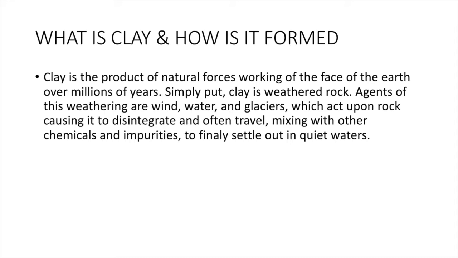So, what is clay and how is it formed? Clay is the product of natural forces working on the face of the earth over millions of years. Simply put, clay is weathered rock. Agents of this weathering are wind, water, and glaciers, which act upon rock, causing it to disintegrate and often travel, mixing with other chemicals and impurities to finally settle out in quiet waters.